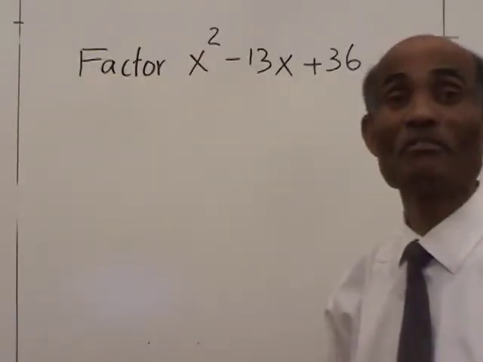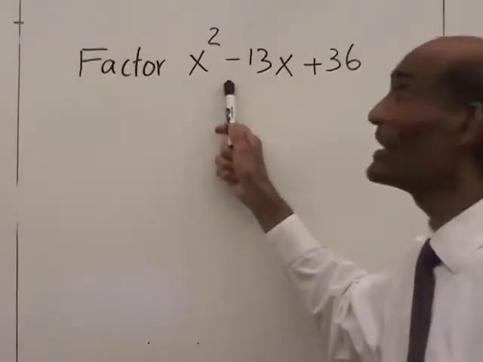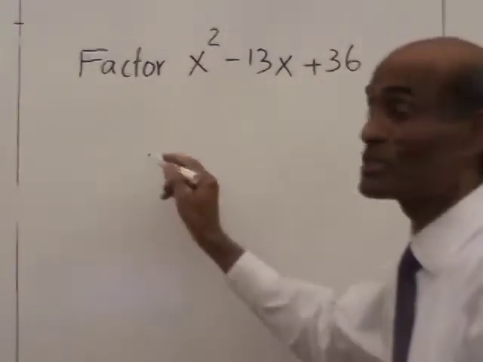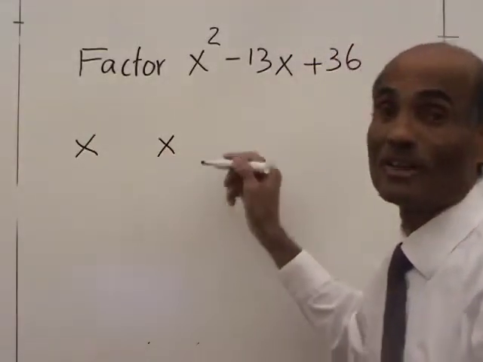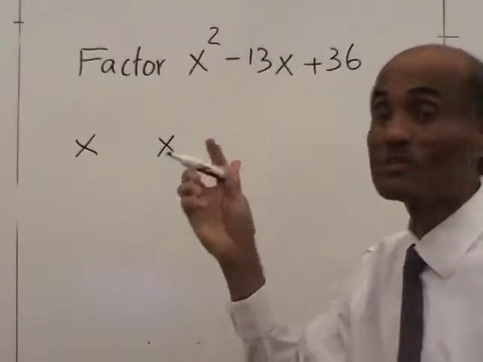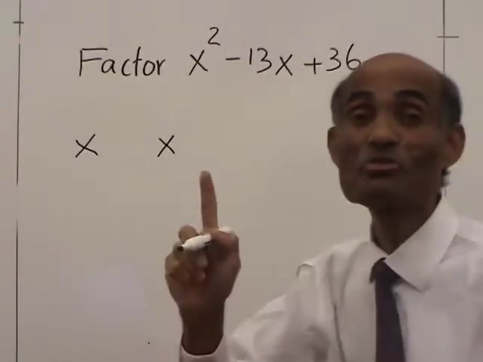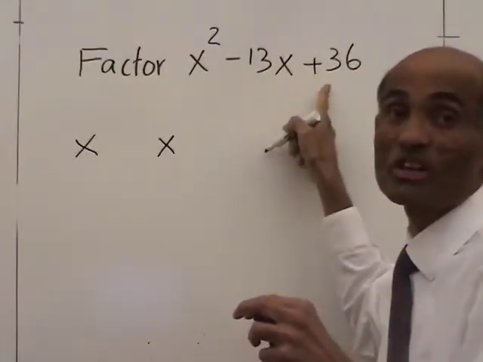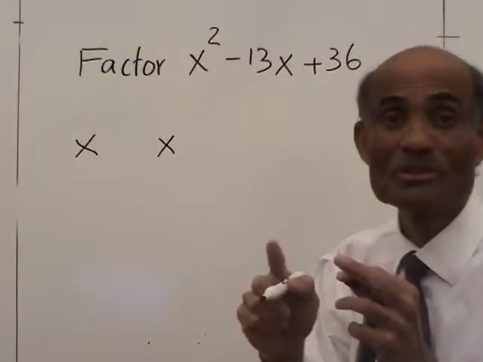Next, we will do another factoring problem. Can you do this? Factor x squared minus 13x plus 36. Well, the first term is x squared. We can factor it as x times x. Now the last term is positive. The middle term is negative. That means both factors of this 36 must be negative. Alright, give me two numbers when multiplied gives you positive 36, added gives me negative 13. What are the two numbers?